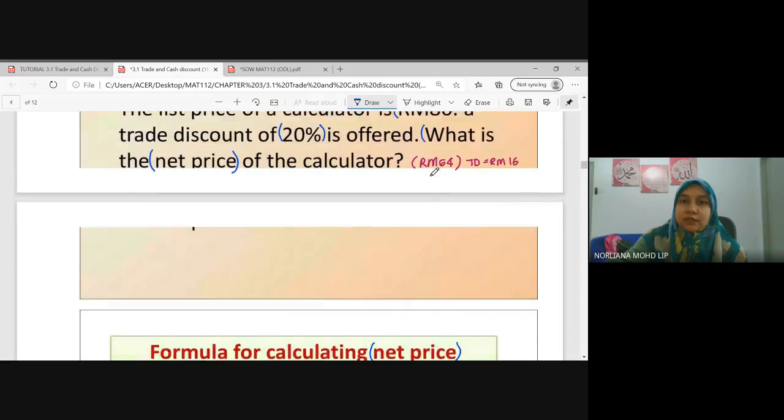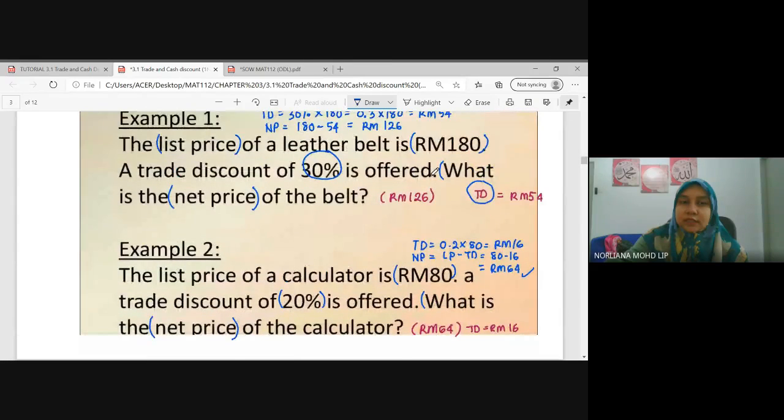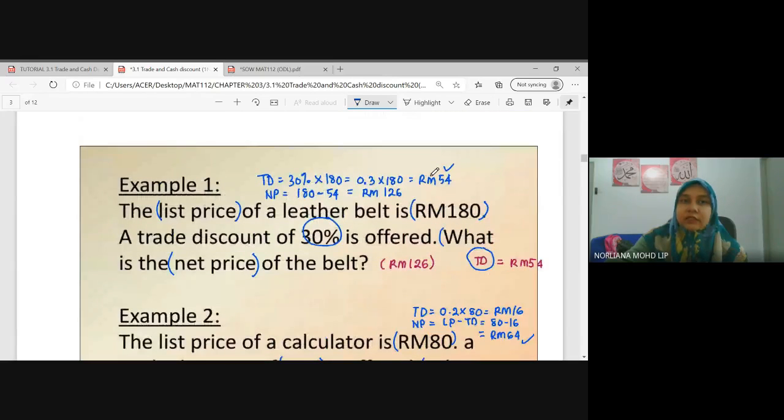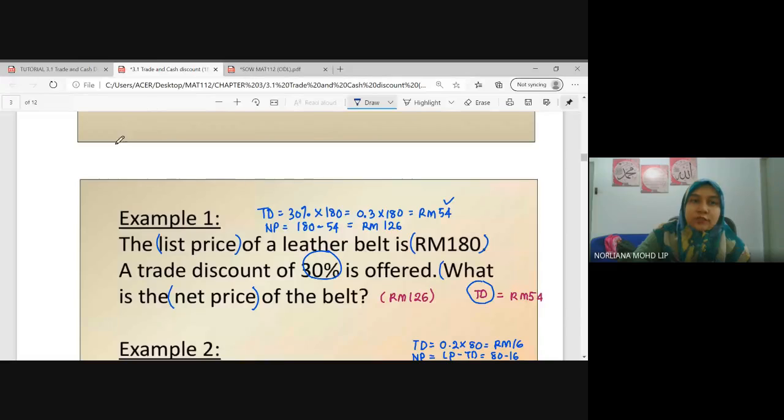Contoh yang tadi lah kan. Look at this example, from example one. If we use this formula, NP equals LP times 1 minus R. R is the percent of trade discount. We also get the same answer, 126. LP is the list price given, 180, times 1 minus R. R is the percent of trade discount, 30%. Convert into decimal number, so 0.3. So we get the amount of net price, 126. Ha, dia sama je.